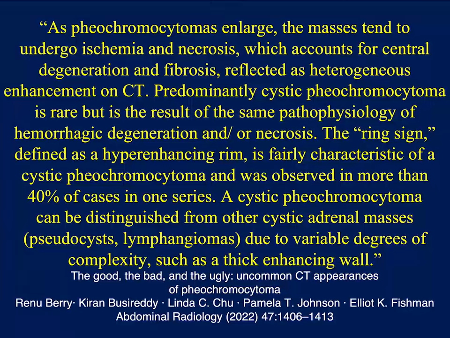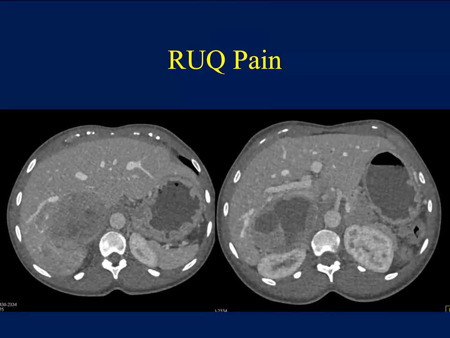As pheos enlarge, the masses tend to undergo ischemia and necrosis, which accounts for central degeneration and fibrosis, reflected as heterogeneous enhancement on CT. So again, cystic pheos occur, and every once in a while you get a dense hyper-enhancing rim on a cystic pheo called the ring sign, and that's a good sign for an atypical pheochromocytoma.